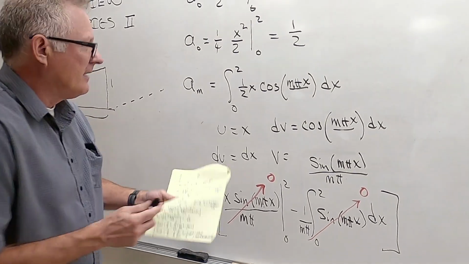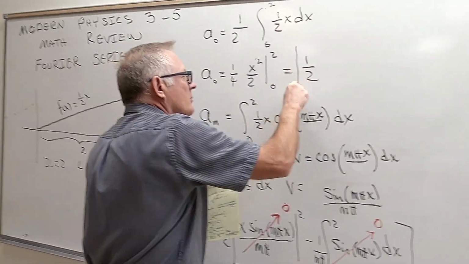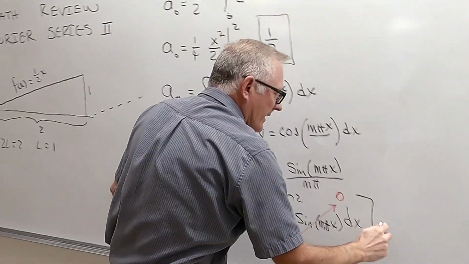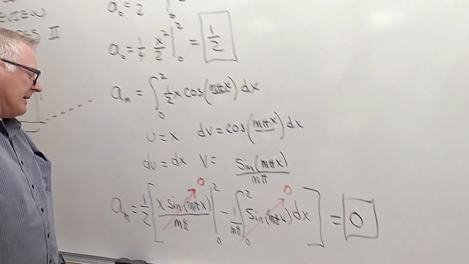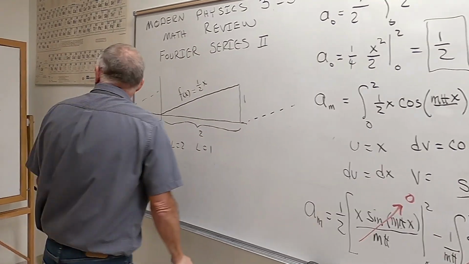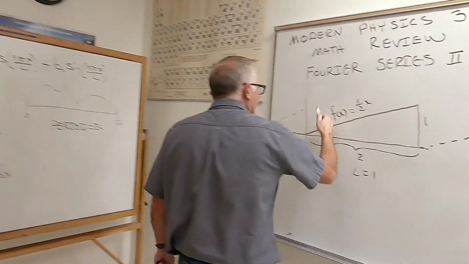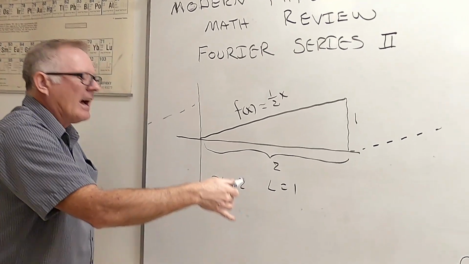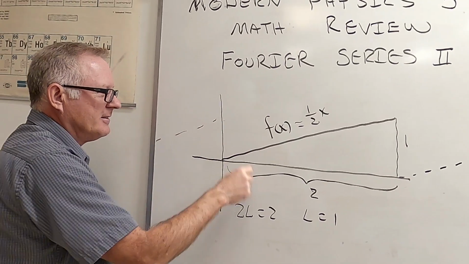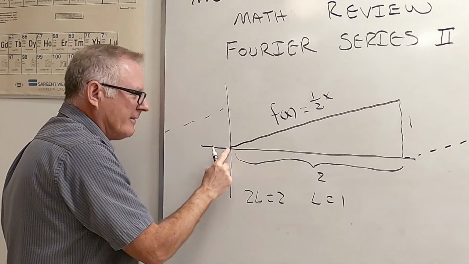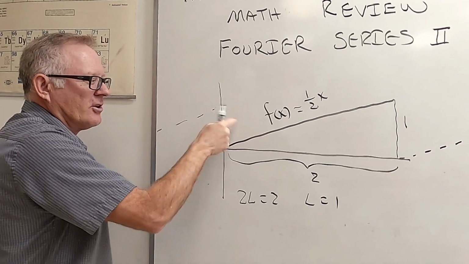So now we've got a naught, which was 1/2, and we've got this one, which is 0. So we don't have any a sub m's. That means there are no cosines in this wave right here. I'd imagine there wouldn't be, because if you had a cosine it would be down here. How could you make it 0 here? You can't have a bunch of cosines here.